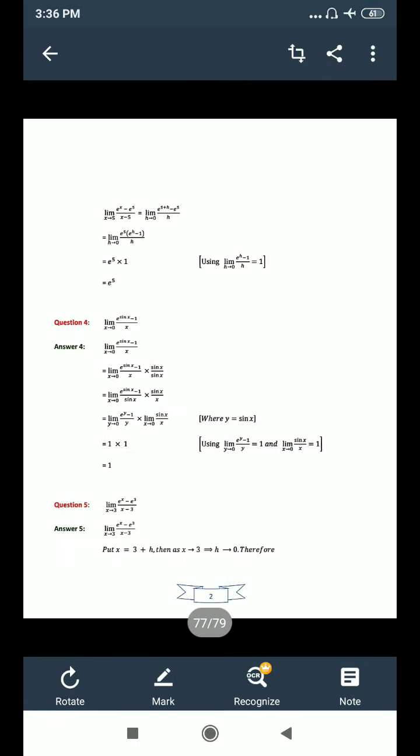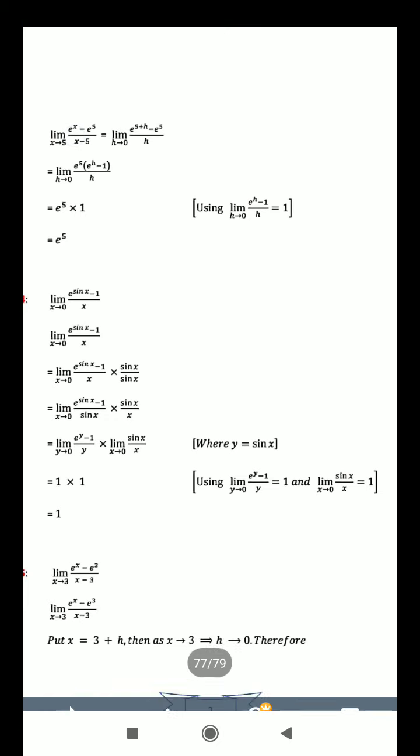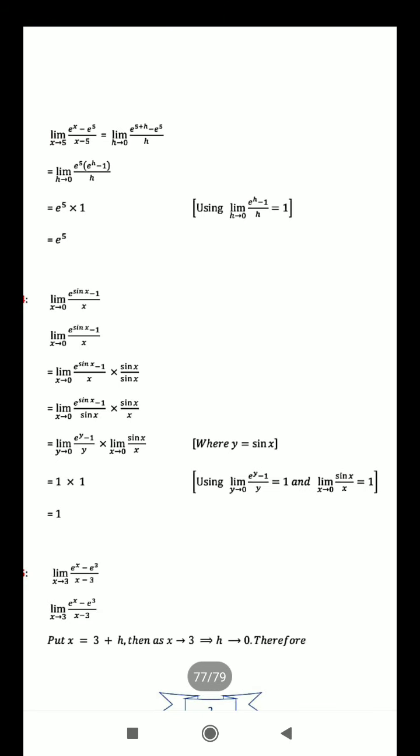On the next page, it is e raised to power x minus e raised to power 5. I can write x as 5 plus h, and this is minus e raised to power 5. X minus 5, I have already taken it as h. In the numerator, you can take e raised to power 5 as common. So now it will become h tends to 0, e raised to power h minus 1 upon h, that is 1. So you are left with e raised to power 5 only.